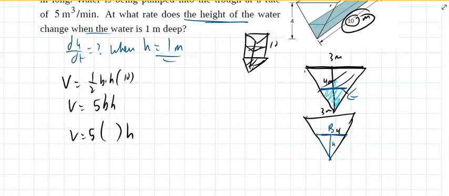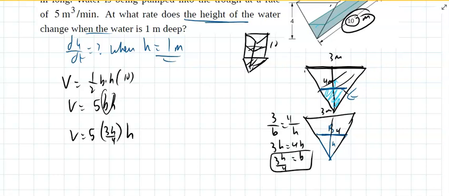These are similar triangles. So if I take 3 to the base, that should equal 4 to the height. If I cross multiply, 3h equals 4b. And if I want to get rid of b, I will say b equals 3h over 4. And if you wanted to get rid of the height, you would have said h equals 4/3 b. So b is 3h over 4. So the volume is pretty much 15 over 4 h squared.